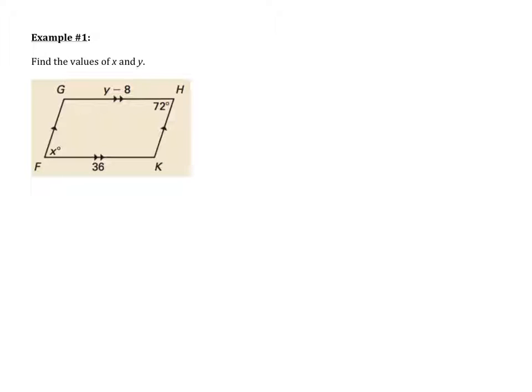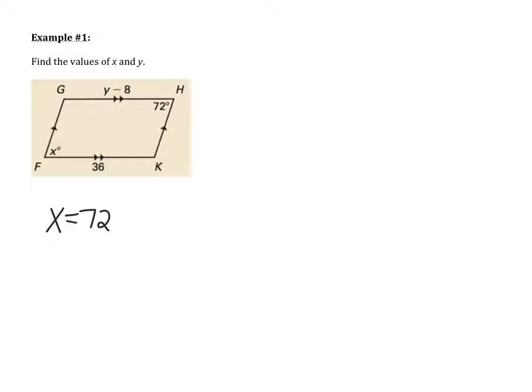Example number 1: find the values of x and y. We know that this is a parallelogram because this side is parallel to this side and this side is parallel to this side. So knowing that this is a parallelogram, we can apply those theorems on the previous slide. We know that opposite angles are congruent. So if this angle H is 72, then angle F would also be 72 degrees. So x would equal 72.